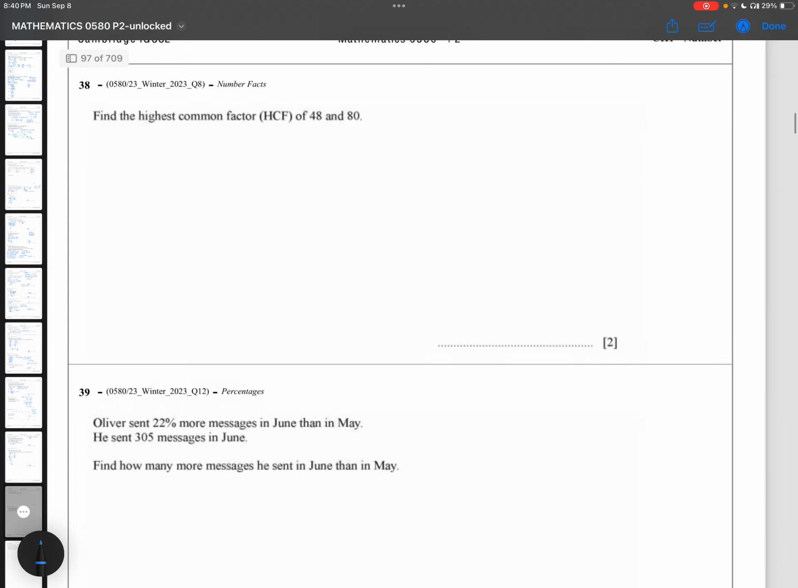Question number 38. Find the highest common factor of 48 and 80. So what do we do? We write these two numbers together and take out the prime factorization of it. So they both come in the table of 2. 2 into 24 is 48, 2 into 45 is 90. Now they come in the table of 3. 3 into 8, 3 into 15 is 45.